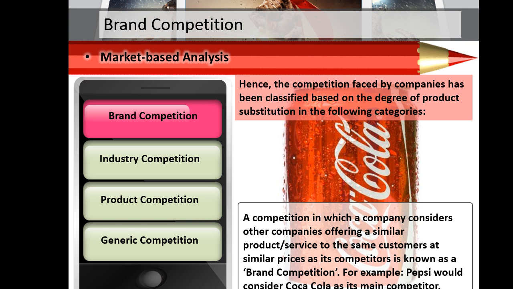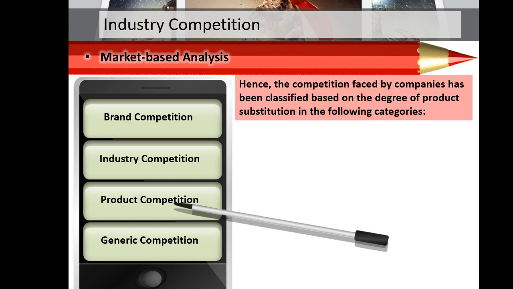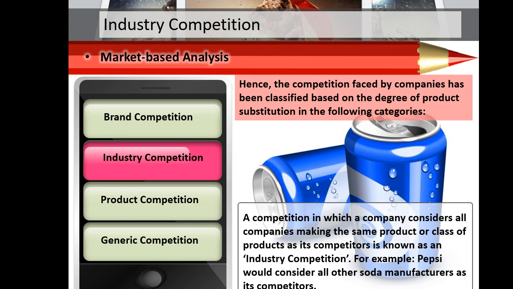In other consumables, you have maybe toothpaste, various forms of toothpaste. Okay, so then we can go to industry. A competition in which a company considers all companies making the same product or class of products as its competitor is known as industry competition. For example, Pepsi will consider all soda manufacturers as competitors.